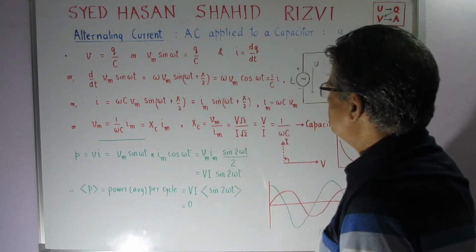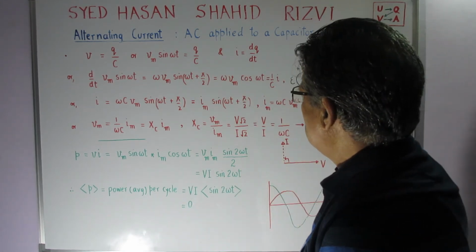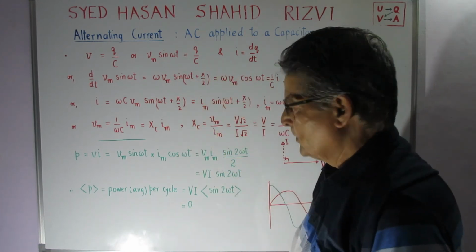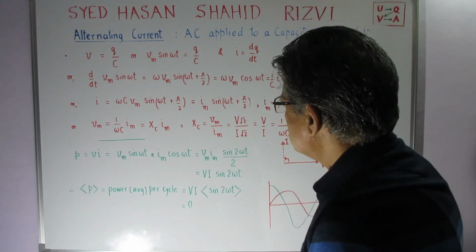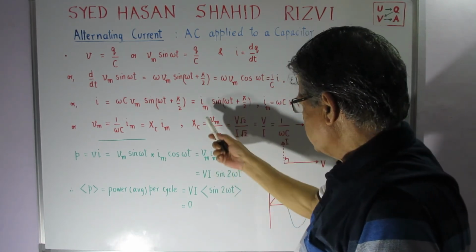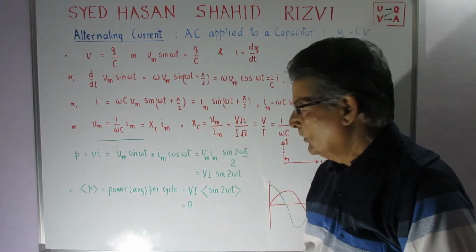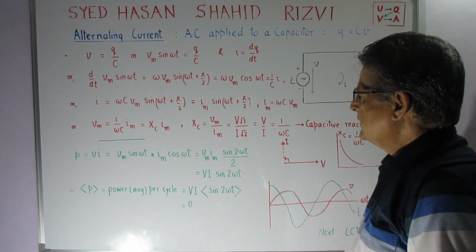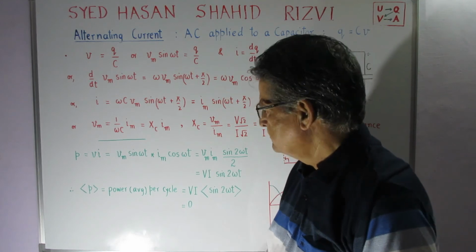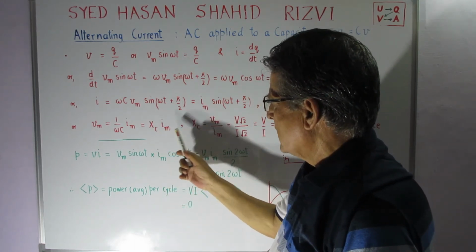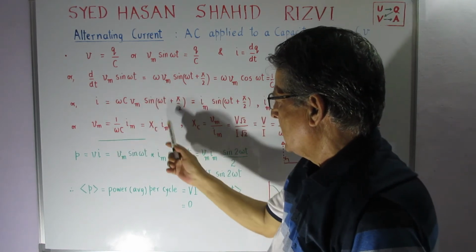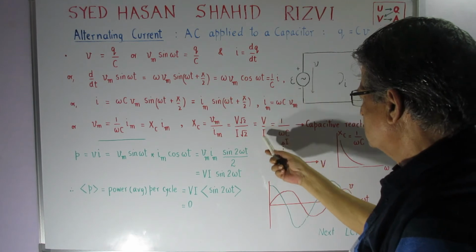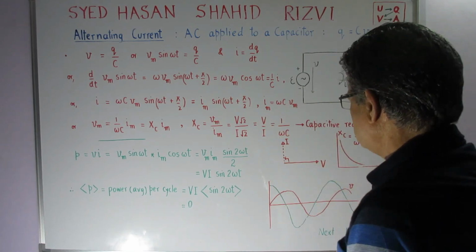So from this relation I can say that I is equal to omega C Vm sin(omega t plus pi by 2), that is, cos(omega t). So I can write I is equal to Im sin(omega t plus pi by 2), where Im is equal to, by comparison, omega C into Vm. Or I can say that Vm is equal to 1 upon omega C into Im, which I write as Xc into Im, where Xc is equal to Vm upon Im, using the nuances of Ohm's law. So Vm upon Im is equal to V root 2 upon I root 2, which is V upon I, equal to 1 upon omega C, and this is the capacitive reactance.